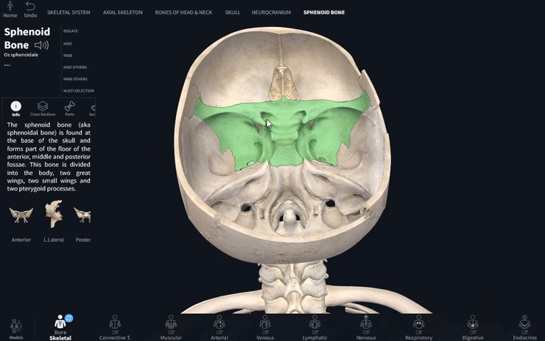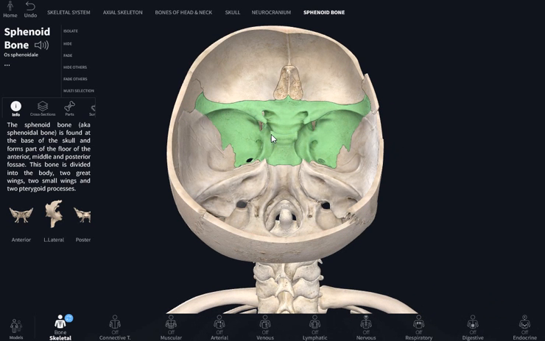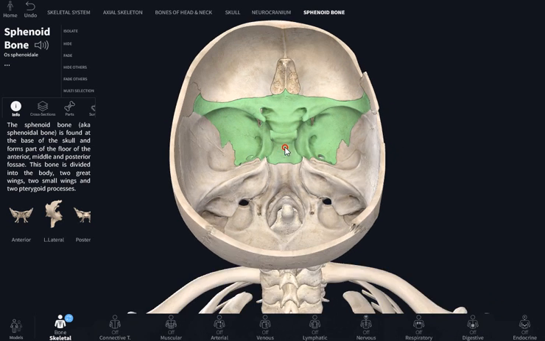So after having the optic canal in mind, you need to know that this process posterior to the lesser wing is going to be called the anterior clinoid process, and this process here from the dorsum sellae is going to be called the posterior clinoid process.